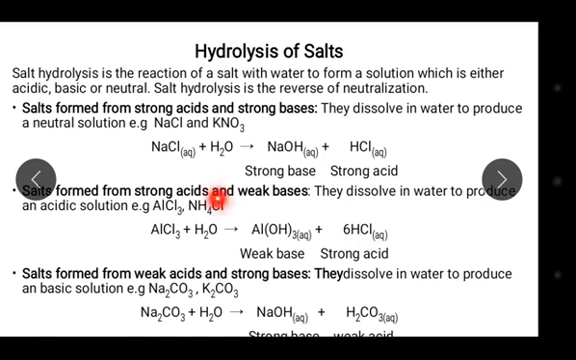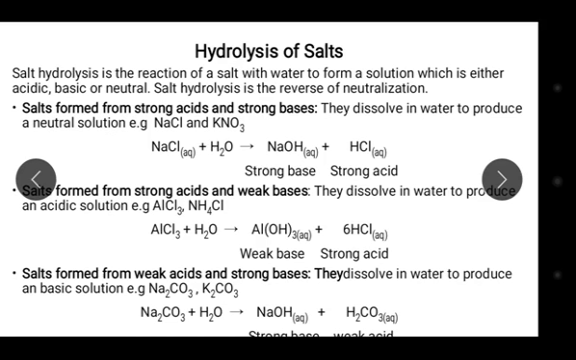So another example is ammonium chloride. Ammonium chloride is formed from ammonium hydroxide, which is a weak base, and hydrochloric acid, which is a strong acid. So the solution formed on hydrolysis will be acidic. It's as simple as that. Now, what you just need to do is to be able to predict the kind of acid and base that formed a particular salt. Having known that, you will be able to tell whether the hydrolysis of such salt will produce an acidic solution, a basic solution, or a neutral solution.